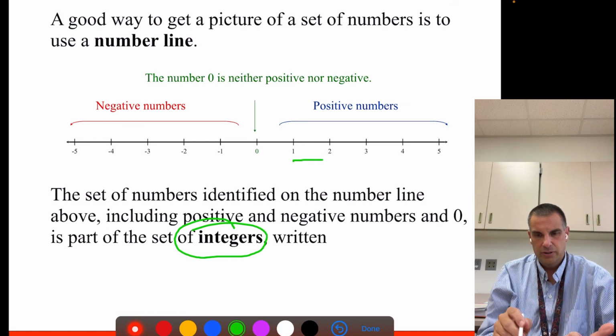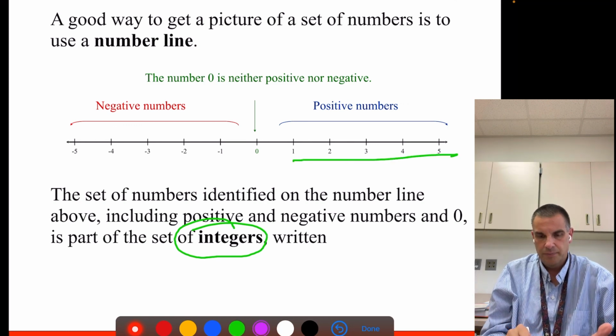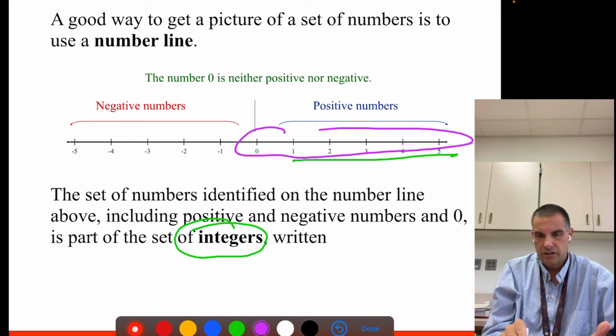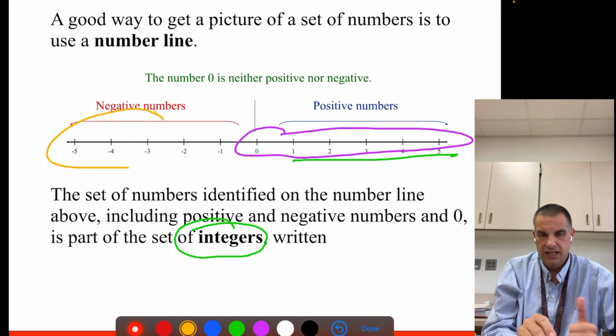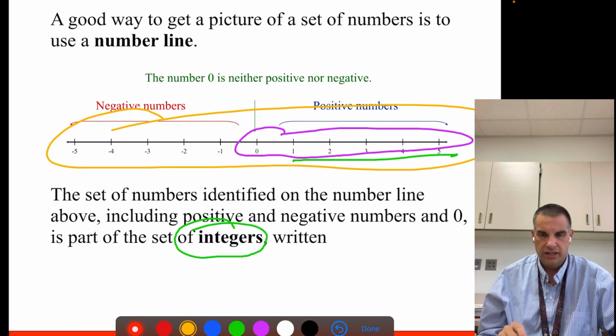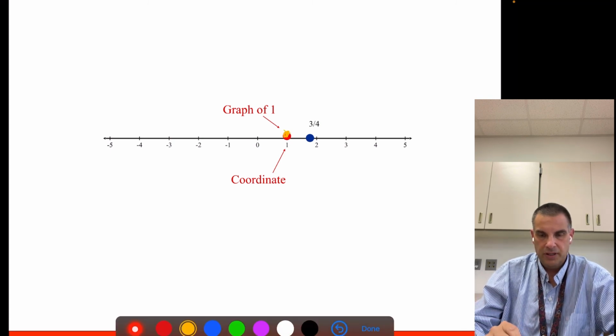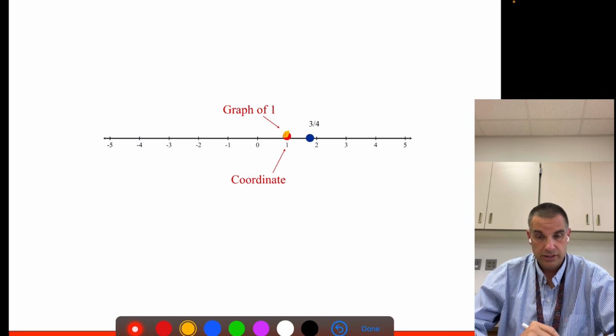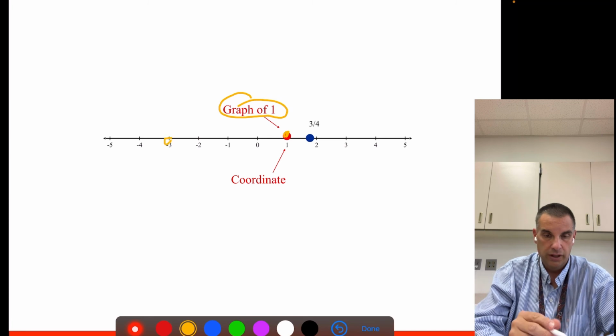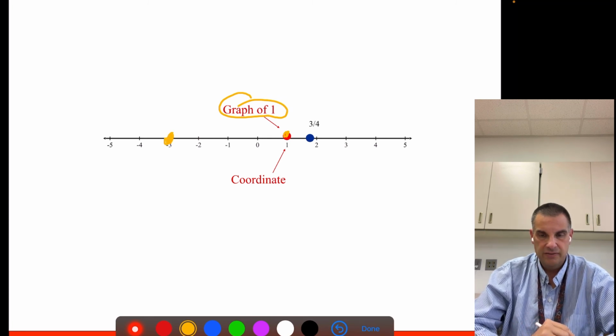So natural numbers are these right here. Whole numbers are these right here. And integers are all of those right there. And we'll talk about how they relate to each other in just a little bit. So we have to be able to graph on the coordinate plane or on a number line. A point is a coordinate. You're going to graph 1. That's the graph of 1. That's the graph of -3.